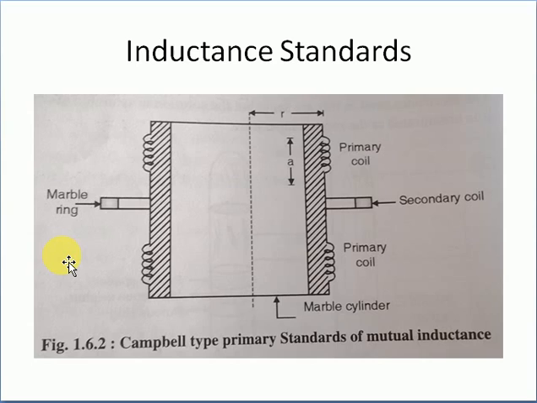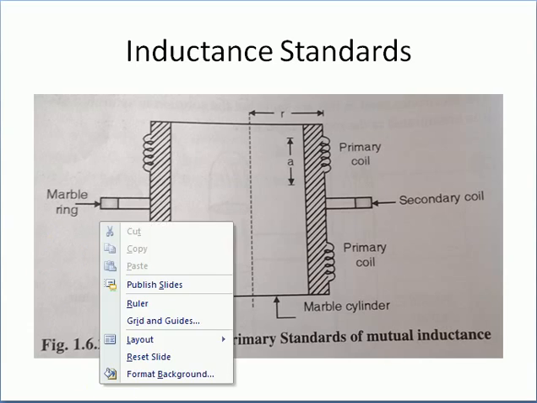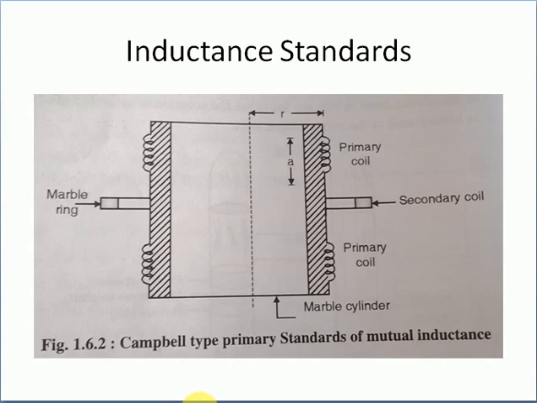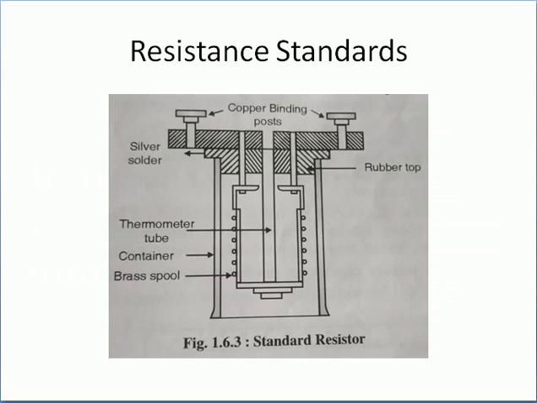Okay, so the coils used in secondary standards are wound with silk covered standard copper wires, and the formers are made up of marble, and these coils are immersed in melted paraffin wax for some time. Okay, so this is the inductance standard. Next is the resistance standard.